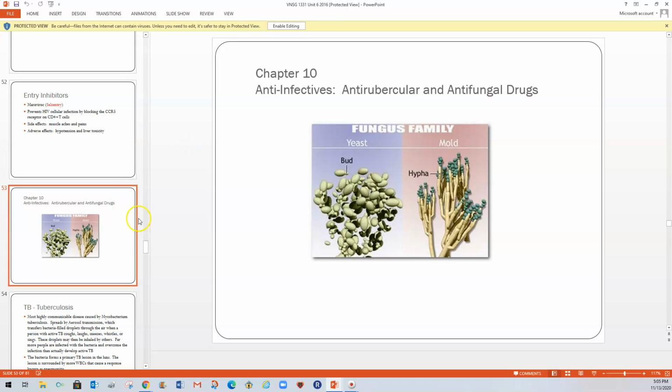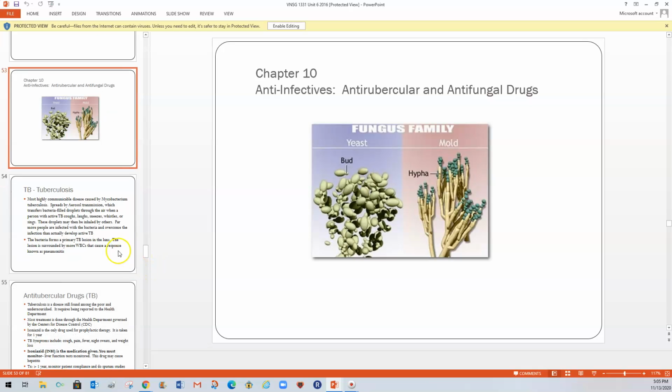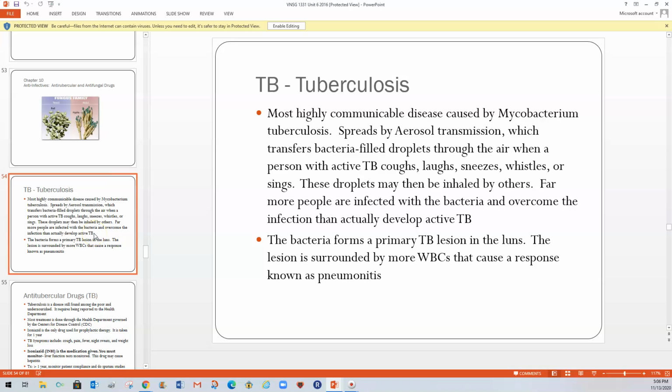Chapter 10, we're talking about anti-infectives, antituberculosis, and antifungal drugs. Tuberculosis is a highly communicable disease caused by Mycobacterium tuberculosis, and it's spread by aerosol transmission, which transfers droplets through the air from a person who has active TB, and they may be inhaled by others, just like we're going through now with COVID. The bacteria forms a primary TB lesion in the lungs. The lesion is surrounded by white blood cells that cause a response known as pneumonitis, so inflammation of the lungs.